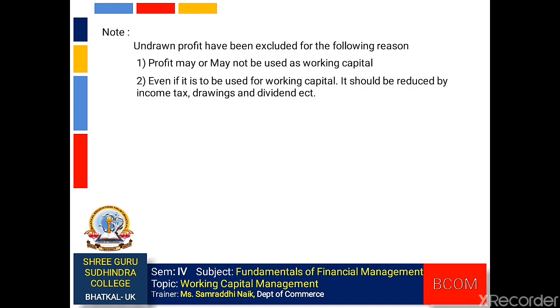Undrawn profit has been excluded. Means while calculating we should not consider the undrawn profit, because profit may or may not be used as working capital, and even if it is to be used for working capital, it should be reduced by income tax, dividend, etc.